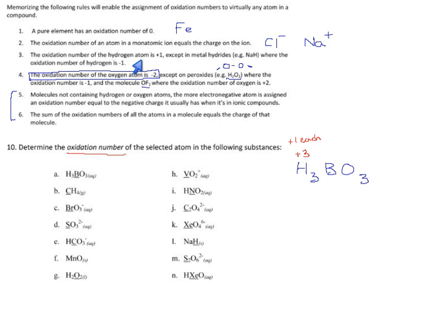So, rule 3 covered our hydrogen for us. Rule 4 says the oxidation number of oxygen is -2, except in peroxides, which this isn't, and in fluorine compounds, which this is not. So all these oxygens are -2. 3 times -2 is a total of -6, and up here I'll put -2 each.